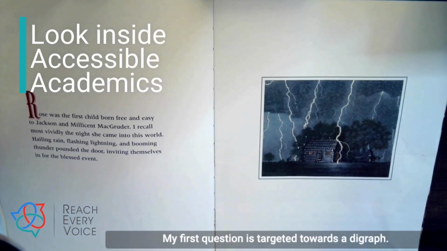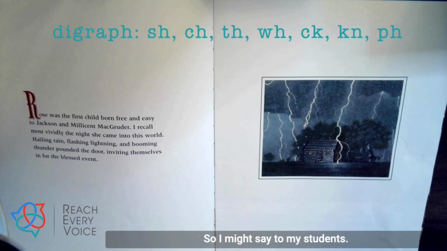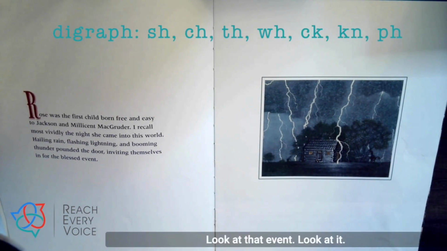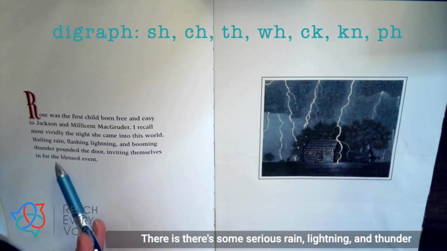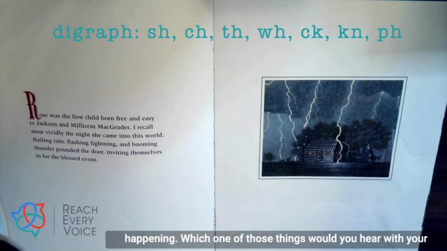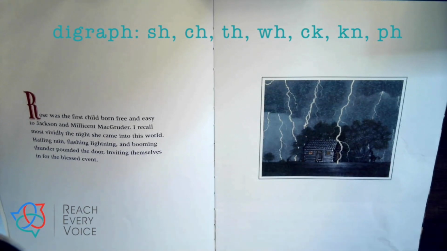My first question is targeted towards a digraph. So I might say to my student, whoa, look at that event. Look at it. There is some serious rain, lightning, and thunder happening. Which one of those things would you hear with your ears?